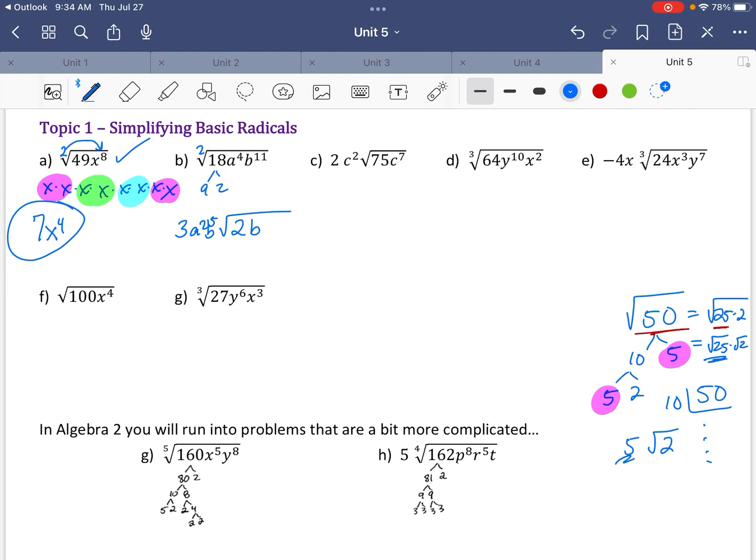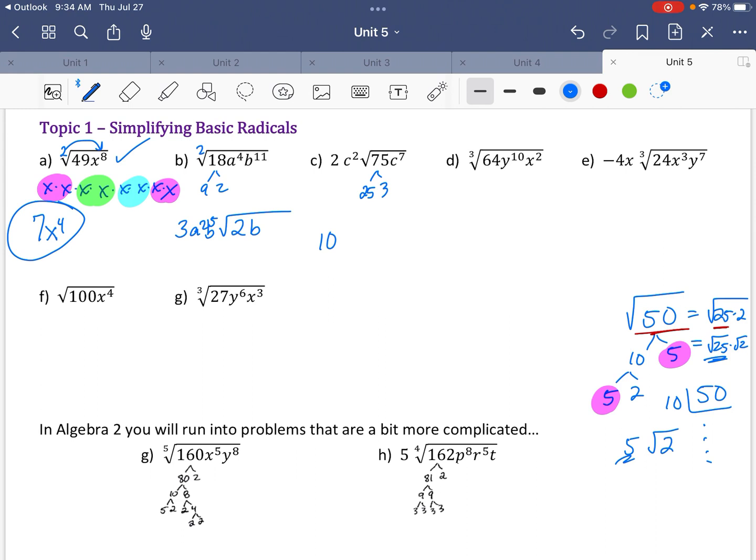Over here, this already has some items outside as coefficients, 2c squared. Whatever comes out is going to multiply with them, because remember, these are multiplied right now. So if I bring something out, it's going to multiply with the 2 and the c squared. All right, so here we go. For the square root of 75, the best thing is 25 times 3.